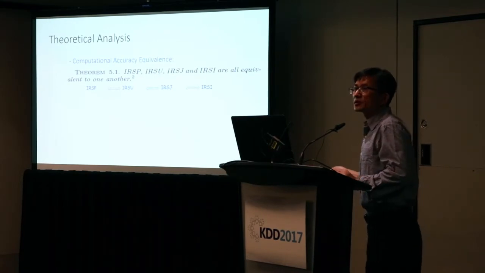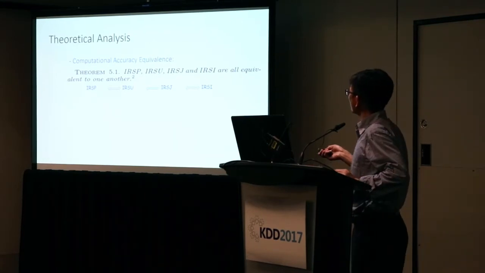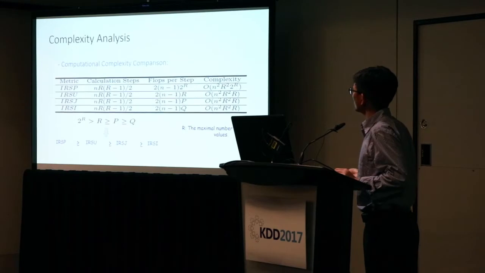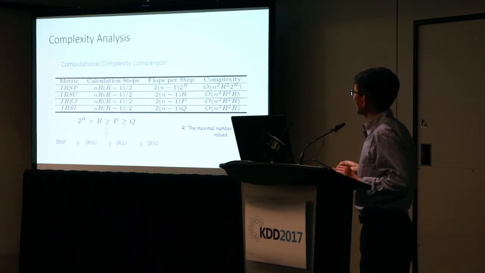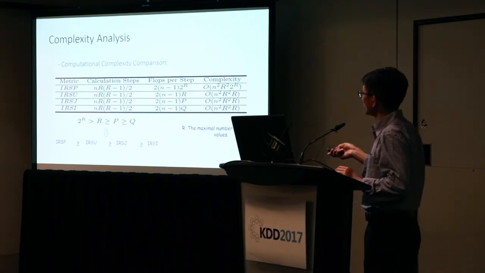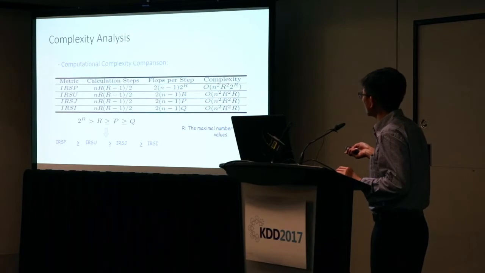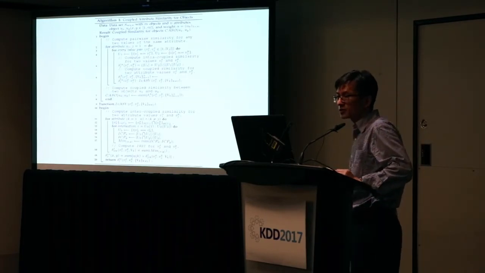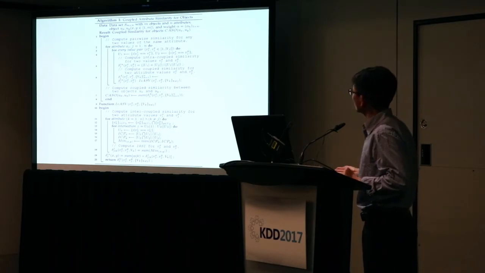As I mentioned earlier, we have to prove that these four kinds of set interaction are equivalent in terms of accuracy. We can do that, and we can also find that one of them is much simpler than the others. From the complexity perspective, it's much simpler. So now we can use this one, and there's an algorithm we can use to calculate, and that's quite straightforward as I just introduced.